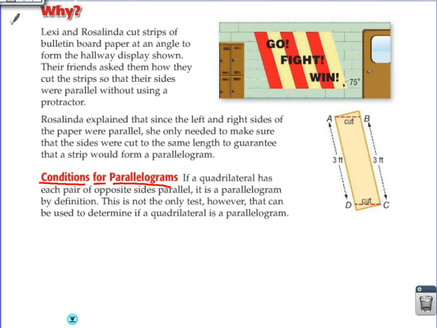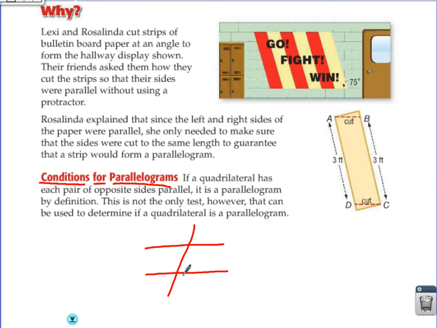Think back to when we did parallel lines. It's very similar. We started out with, okay, if two lines are parallel and they're cut by a transversal, then I know alternate interior angles are congruent. I know corresponding angles are congruent. I know same side interior angles are supplementary. I know same side exterior. We went over all that. And then the very next thing we did was, okay, how do I prove that two lines are parallel? Well, you prove that alternate interior angles are congruent. You prove that corresponding angles are congruent.